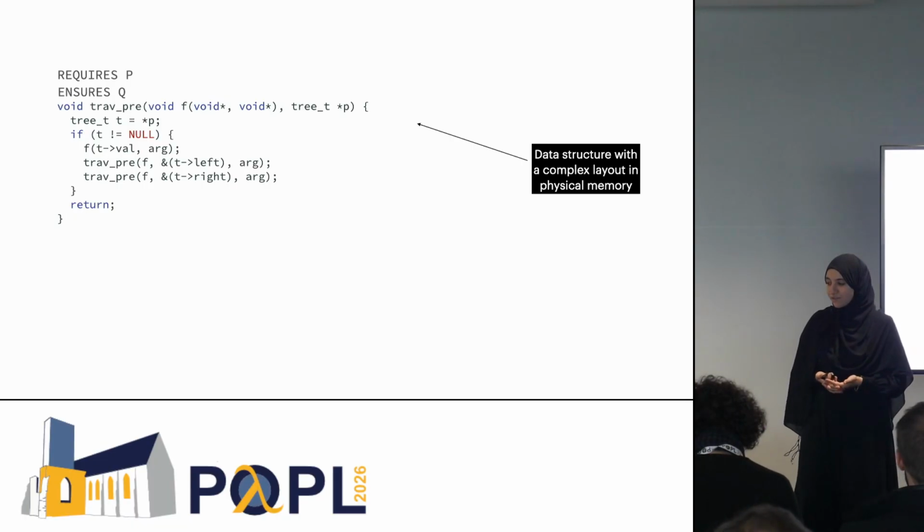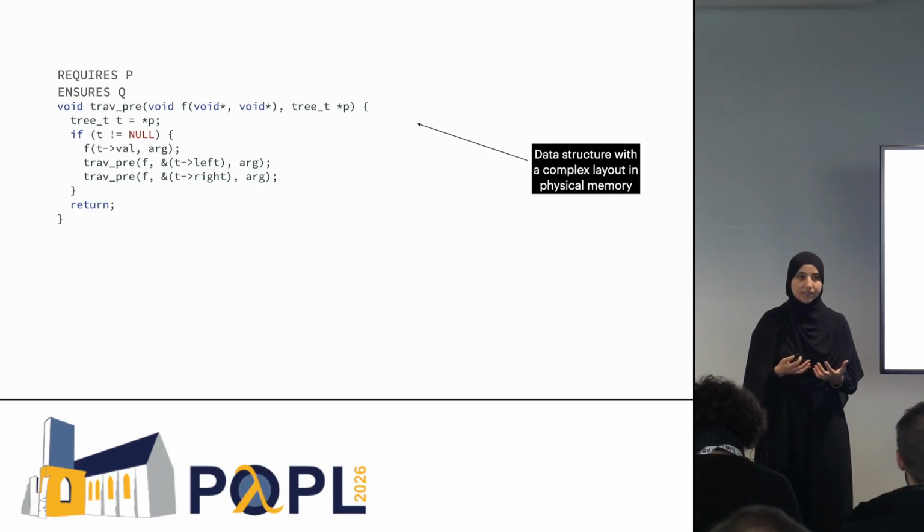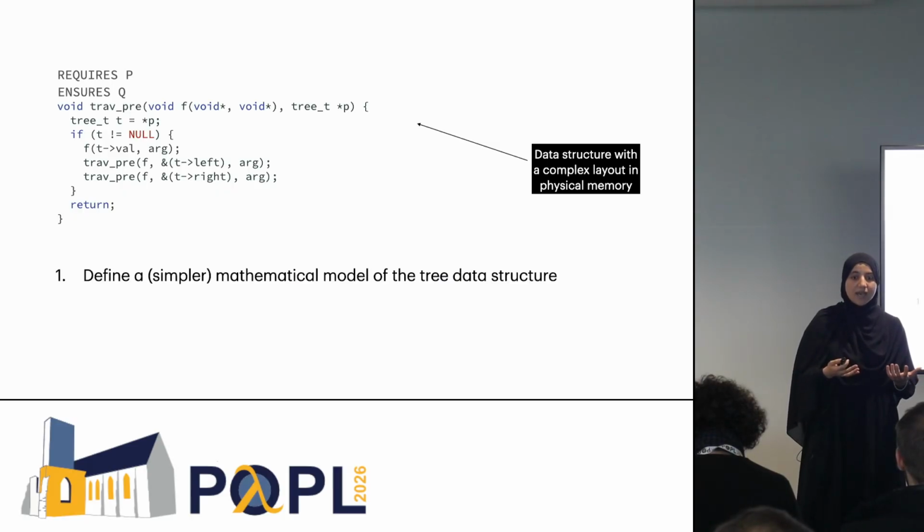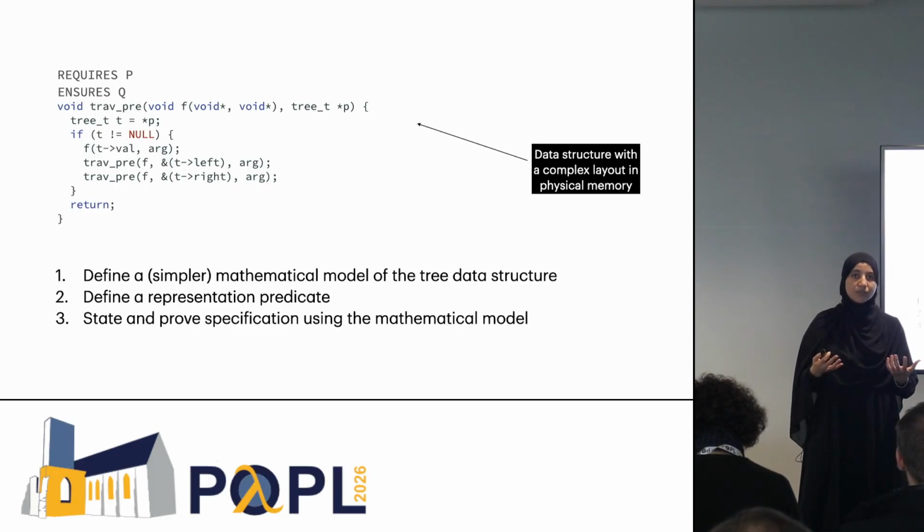where we usually have a data structure with a complex layout in physical memory, which would be difficult to reason about. So instead, we define a nice mathematical abstraction of this data structure and establish a relation between the actual implementation of the data structure and the mathematical model. And then we can use this nicer mathematical model to specify and prove our specification.